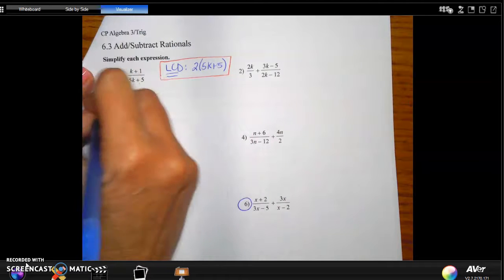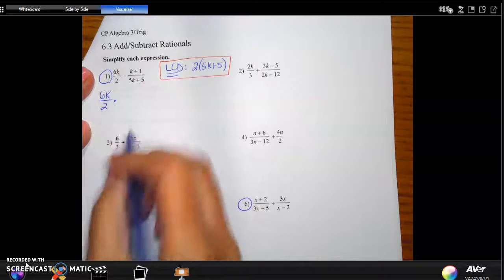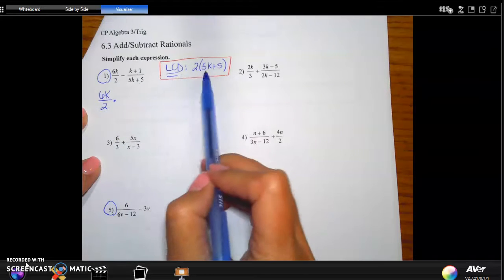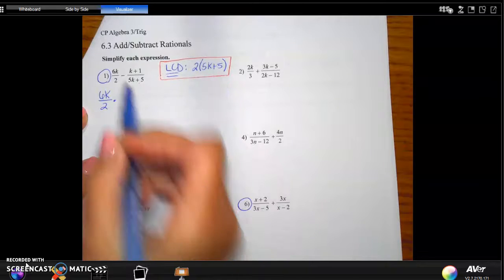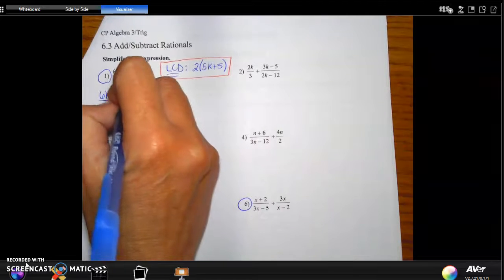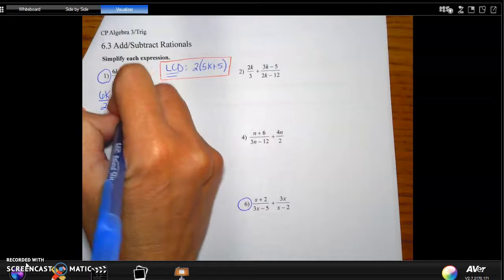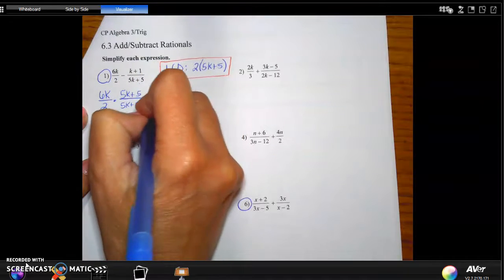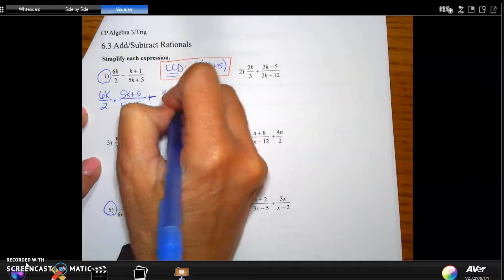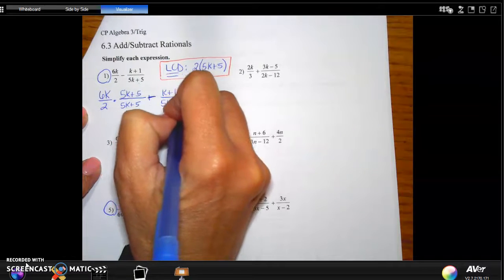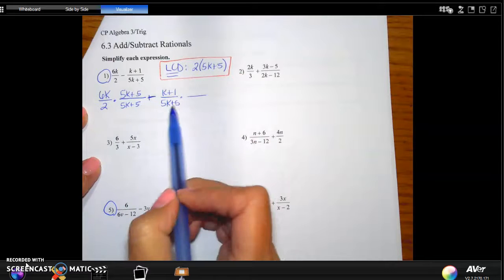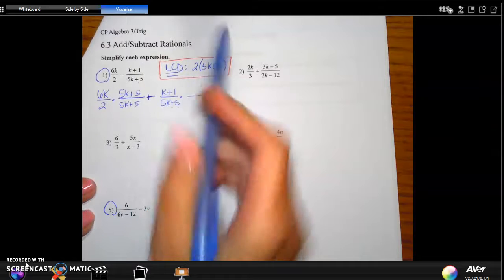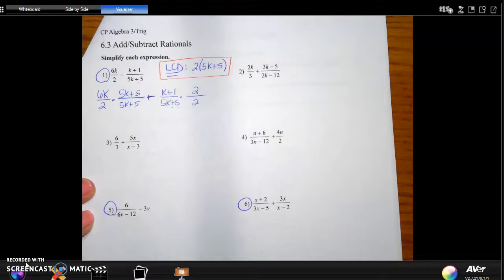So here's our first fraction, 6k over 2. When we look at this and compare it to our LCD, we see the 2 is already there, so the piece we're missing is 5k plus 5. So we're going to multiply top and bottom times 5k plus 5. And then we'll take a look at our second fraction, sorry, that's subtraction there, which is k minus 1 over 5k plus 5. And now when we look at this denominator and compare it to our LCD, we see all we're missing is a 2. So we can multiply by 2 over 2.